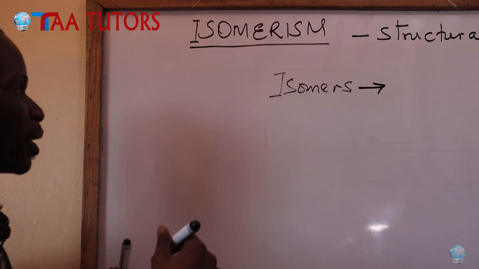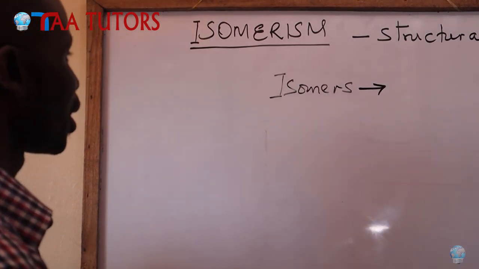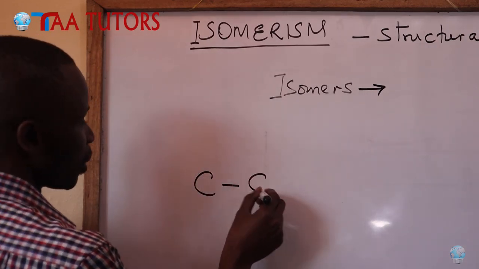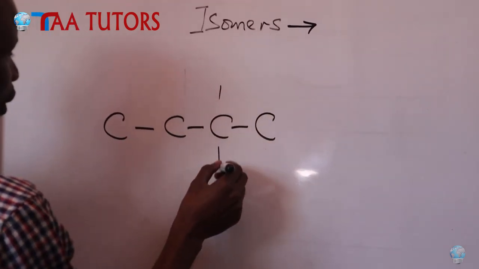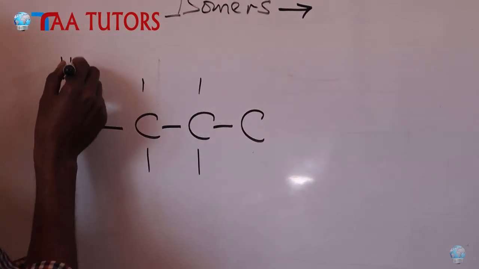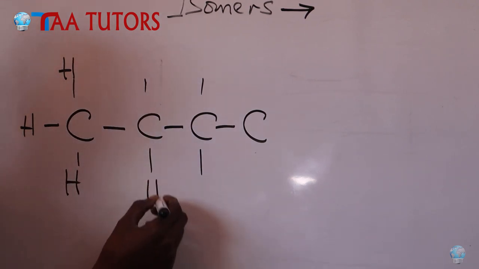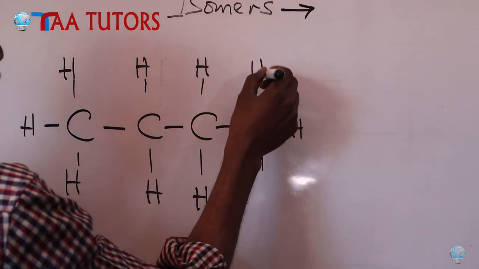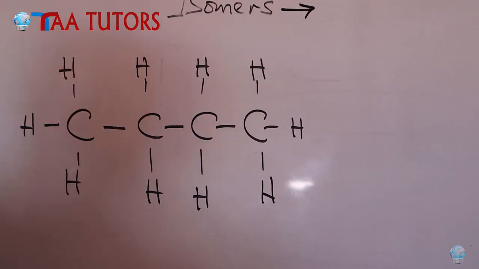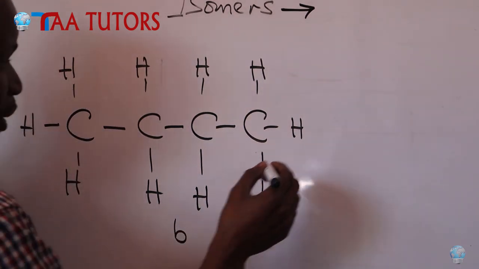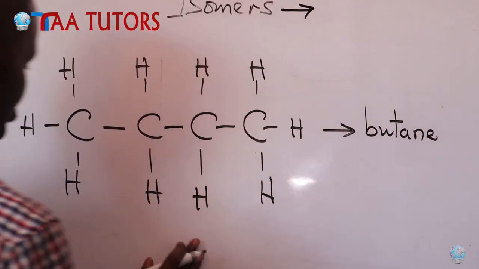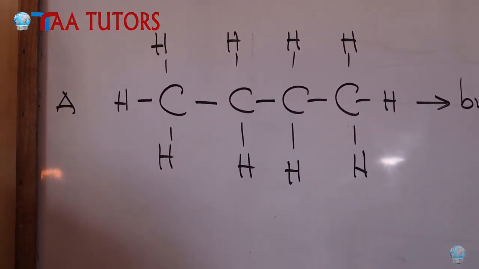That definition may look very abstract, but let us try to put it into context. If I put in this compound you see here, we can give it a name. It has four carbon atoms and it is a straight chain, there's no branch, so it means this one is simply butane. Let us call it compound A.